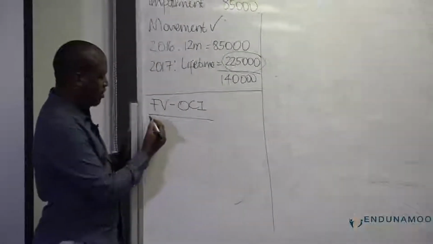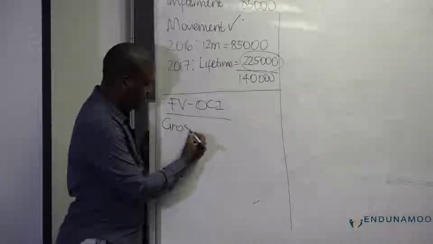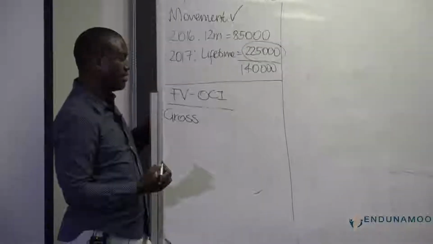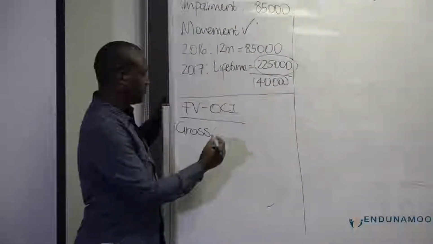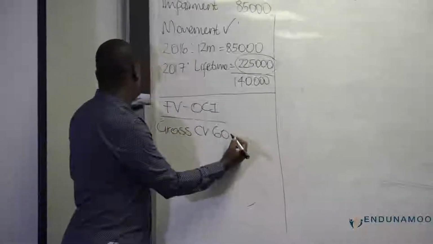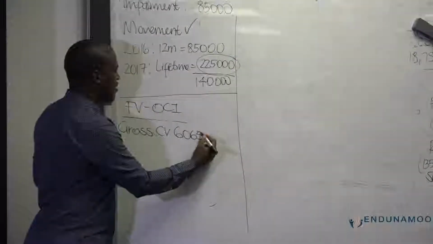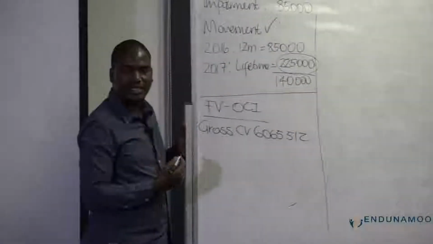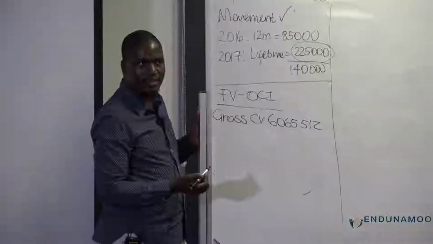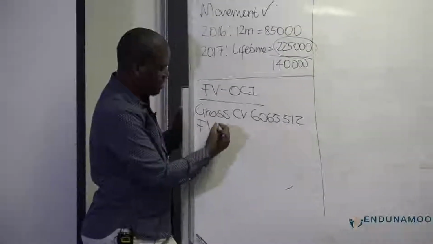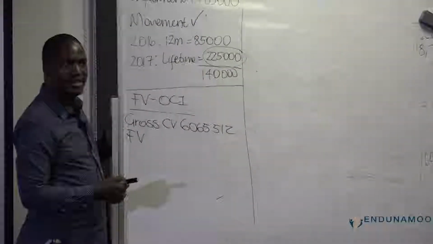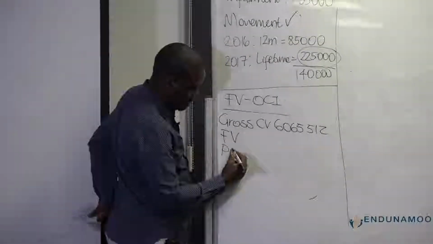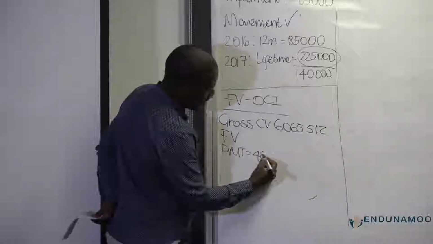So last year, what was the closing gross carrying amount? Last year we closed with a gross carrying amount of this instrument of what? 60,65512. What is the fair value on this date? What is the fair value of this instrument? It is the remaining cash flows of how much? What is PMT? 480.